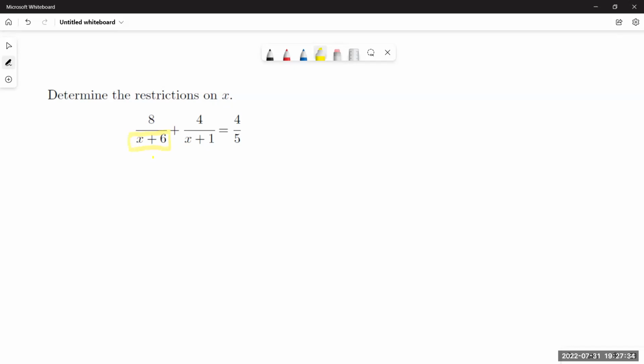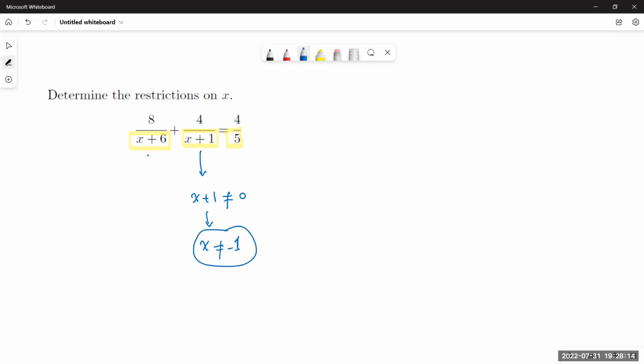So this is the first denominator, this is the second denominator, and this is the third one, right? So obviously the 5 is not equal to 0, so we can ignore it. However, if I have x plus 1 in the denominator, I cannot have x plus 1 equal to 0. So if I solve for the x right now, x cannot be equal to minus 1. So what we do here, we don't put an equal sign, but we put a different sign, because it cannot be equal to 0 and it cannot be equal to minus 1. So this is the first restriction, right?